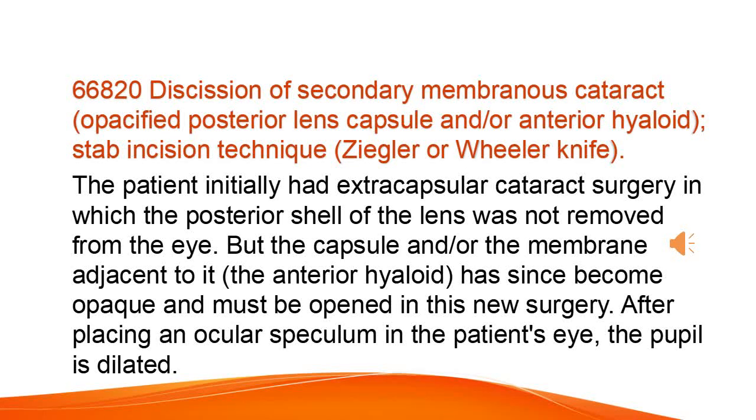Discission of secondary membranous cataract, opacified posterior lens capsule and/or anterior hyaloid, stab incision technique, Ziegler or Wheeler knife. The patient initially had extracapsular cataract surgery in which the posterior shell of the lens was not removed from the eye. But the capsule and/or the membrane adjacent to it, the anterior hyaloid, has since become opaque and must be opened in this new surgery. After placing an ocular speculum in the patient's eye, the pupil is dilated.